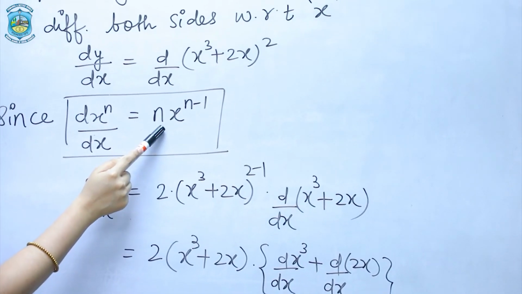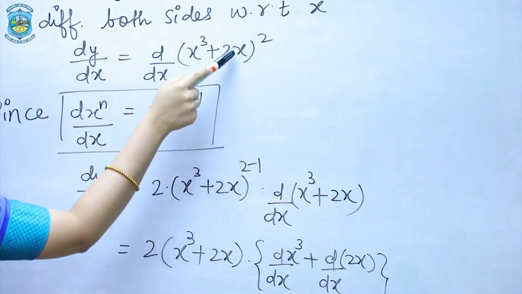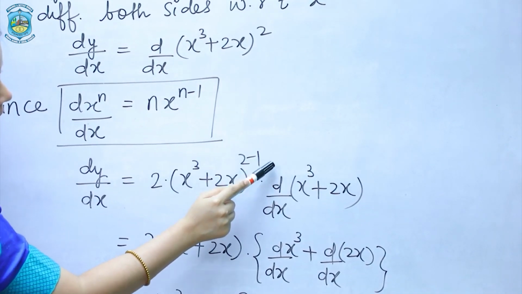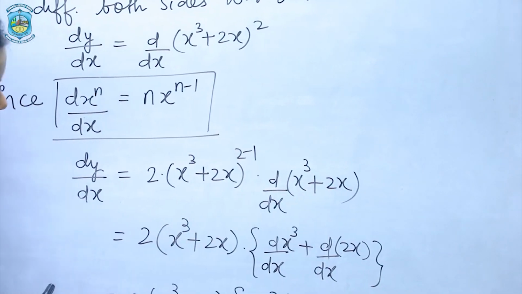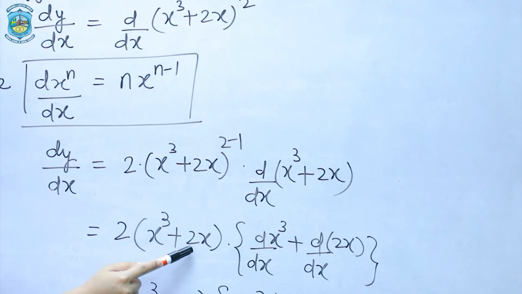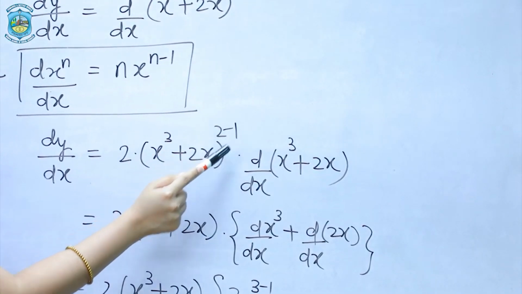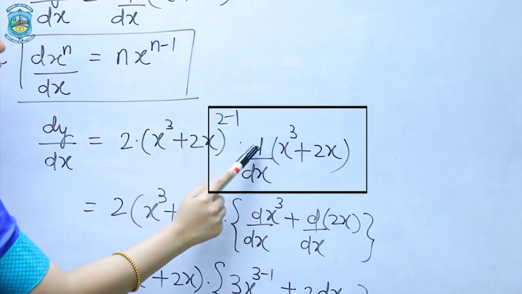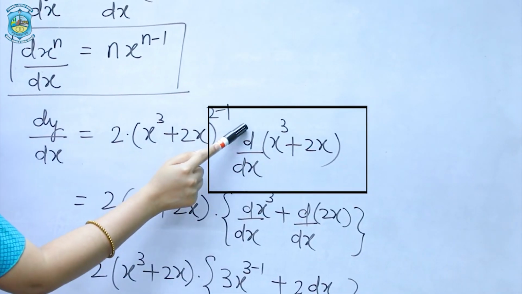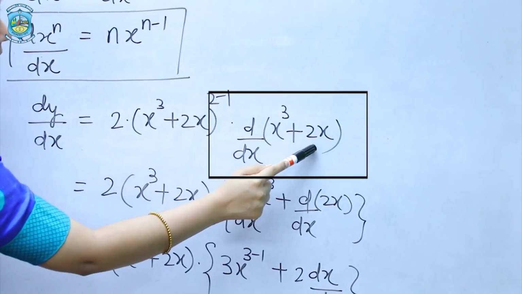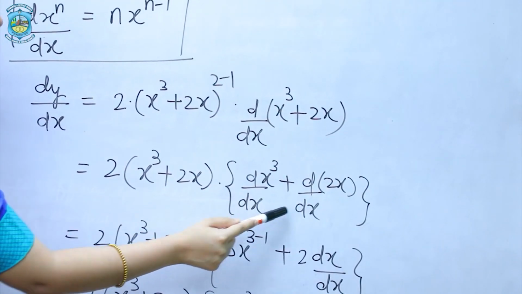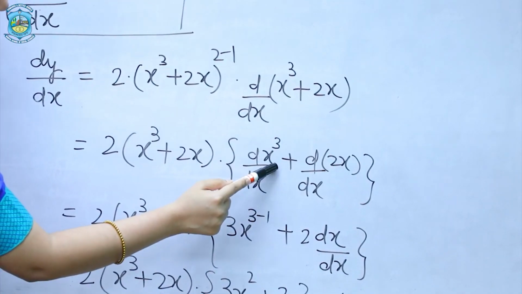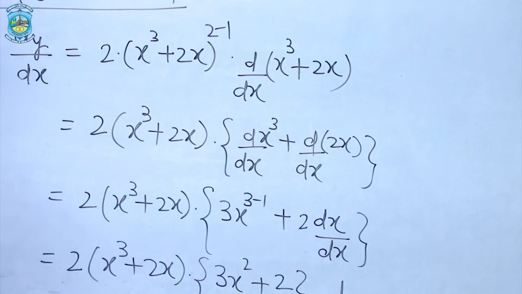We have applied this formula. And since we are having function of function, we will have to apply chain rule, and that is we will multiply d by dx of x cube plus 2x. Now 2 into (x cube plus 2x) raised to the power 2 minus 1 will give you 1, multiplied by, here we will apply the rule of differentiation, that is the derivative of sum of two functions is equal to the sum of the derivatives of the two functions. So here that would become d by dx of x cube plus d by dx of 2x.